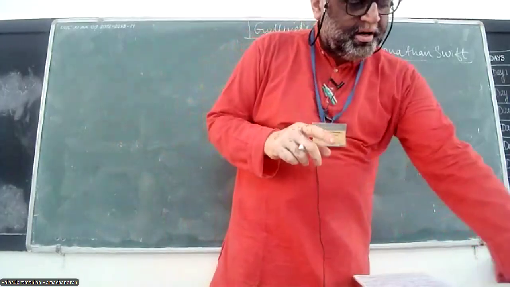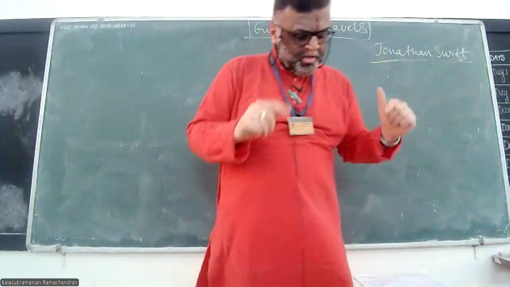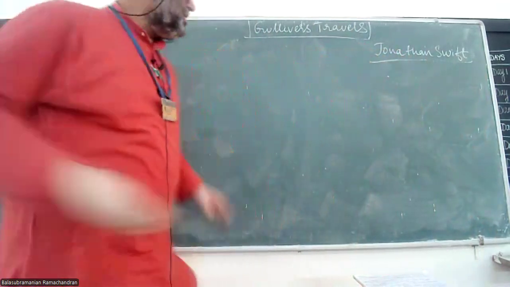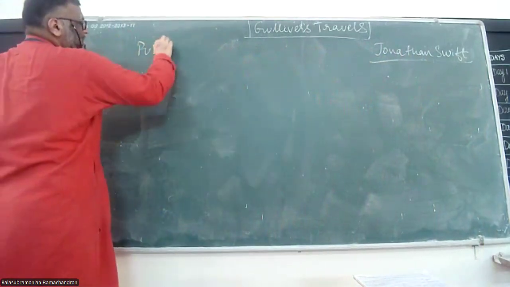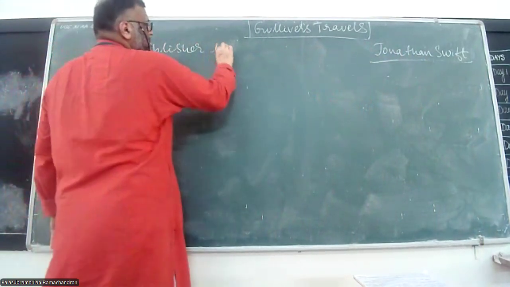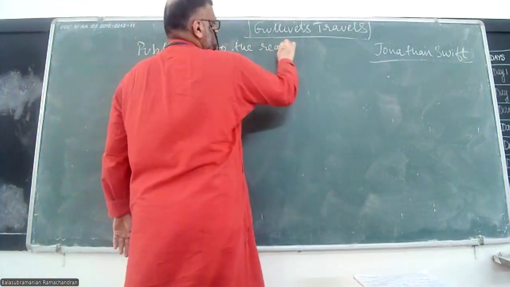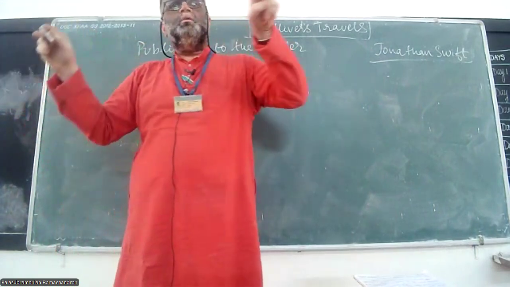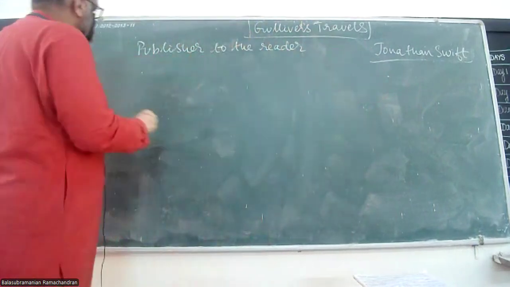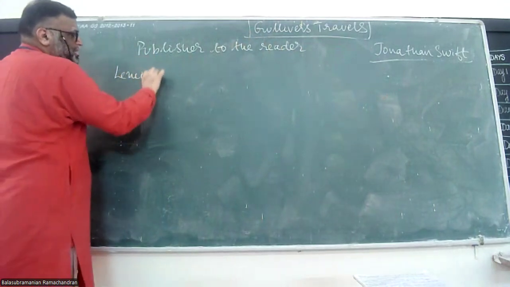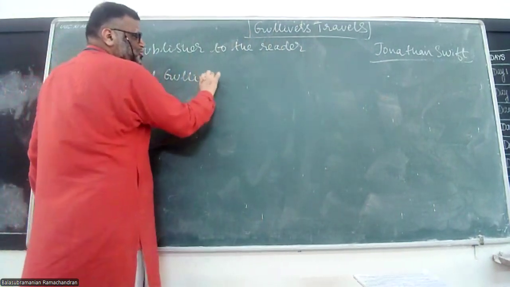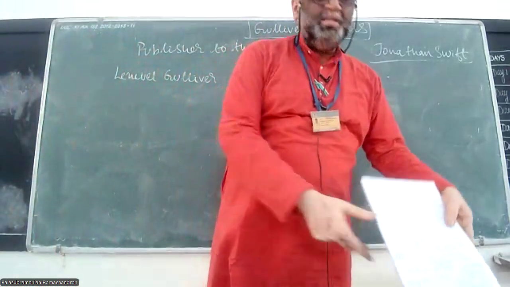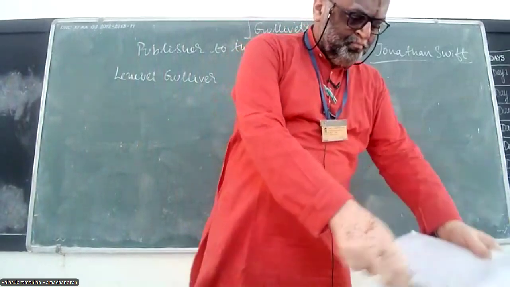It starts with the publisher writing a note to the reader, and in that he explains one thing. He says that I am related to the author, Lemuel Gulliver. His name is Lemuel Gulliver, and he is my cousin through some relationship, a cousin on my mother's side.